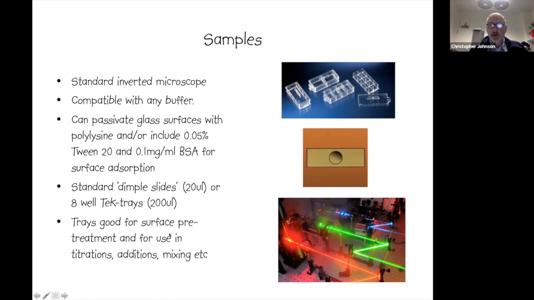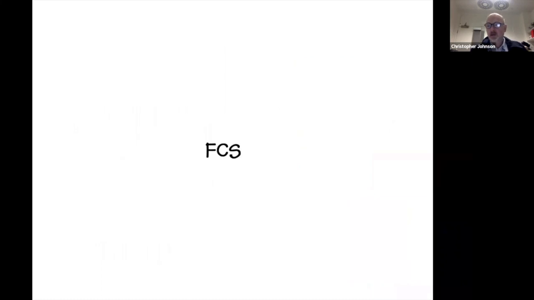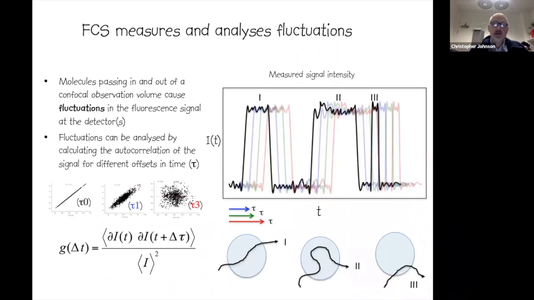As I said, the trays are particularly good in that they're easy to passivate on the bench, and they don't require any fancy setup. They're also useful in that you can make additions into them during the measurement, so you can initiate reactions and so forth. So I'll talk about FCS first, and FCS is fluctuation correlation spectroscopy.